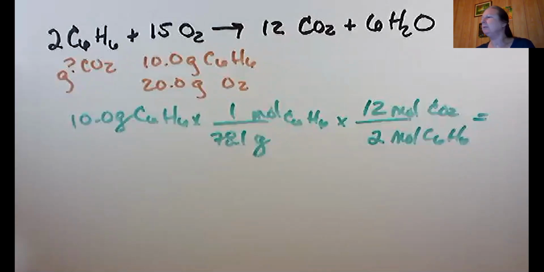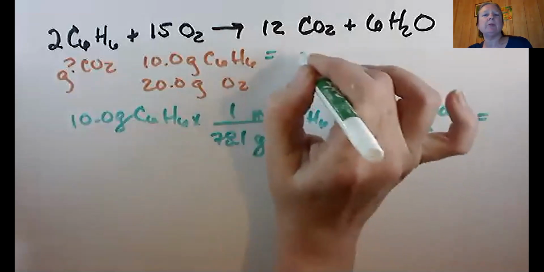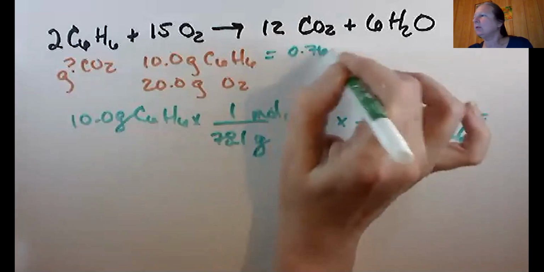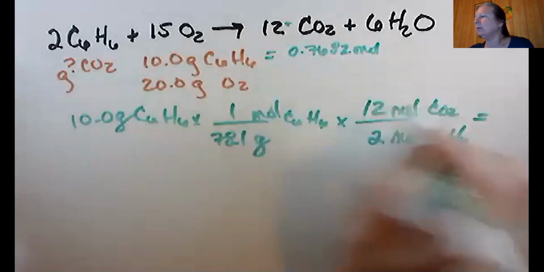So it's 10 times 12, 120, divided by parentheses, 78.1 times 2, exit parentheses, equals. So I'm going to write it up here because I'm out of room. So it's equal to 0.7682 moles of carbon dioxide. This is my carbon dioxide.